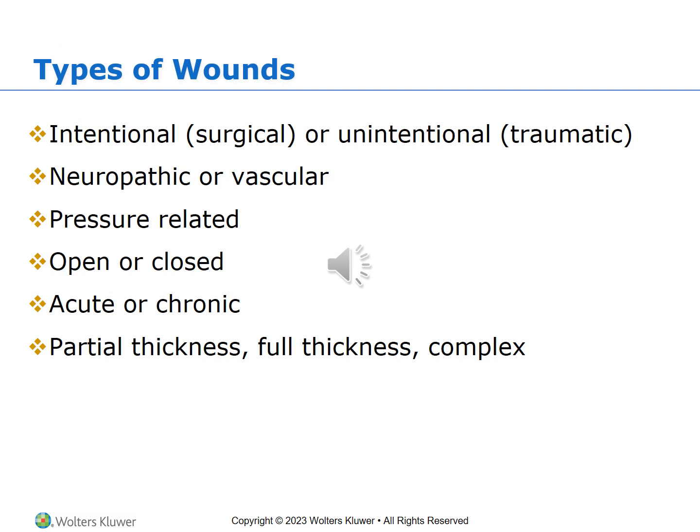So, wound types. We have intentional wounds, which are usually surgical incisions done in a controlled environment under a sterile procedure. Then we have non-intentional or traumatic wounds, which occurred due to some type of trauma. For these particular wounds, they were in an uncontrolled environment and they may require a tetanus shot or fluid administration or some type of intervention to prevent infection.